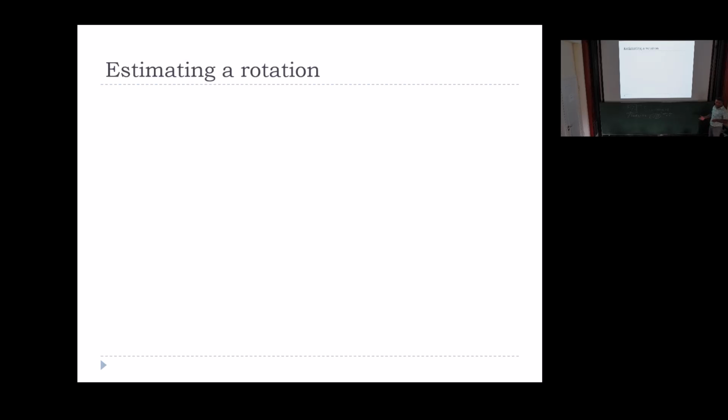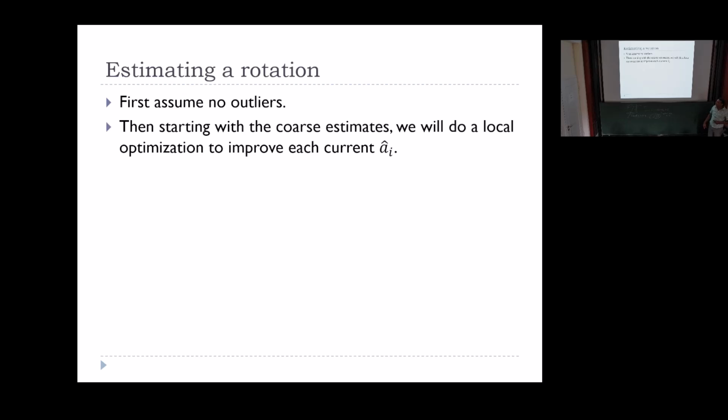Okay, so how do we estimate the rotation? Here's a new algorithm. Let's first do it for the no outlier case, which we know how to do, but this is a different algorithm. That's one of the nice things that happens with robust statistics: even for problems with no noise, there seem to be new algorithms coming out, like this one. Anyway, what we're going to do is start with these coarse estimates and do a local improvement.